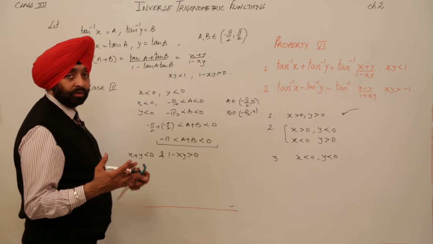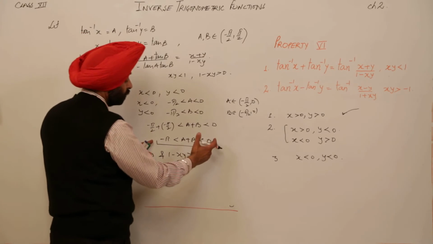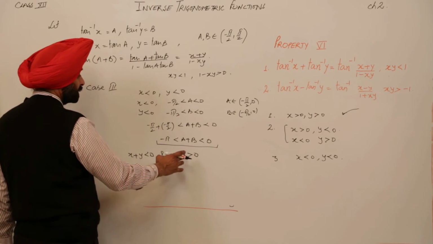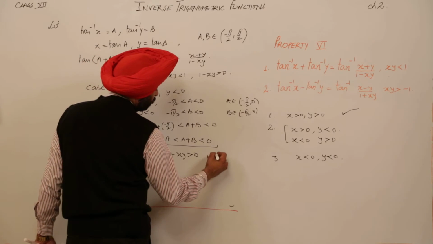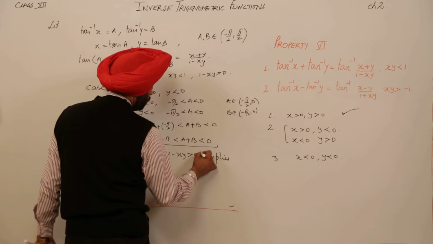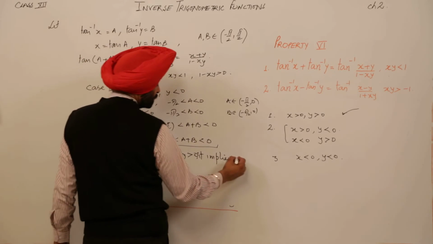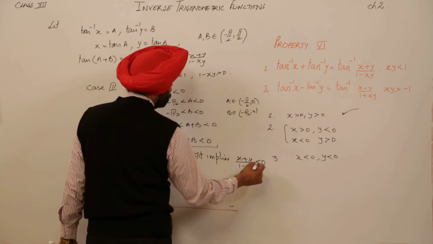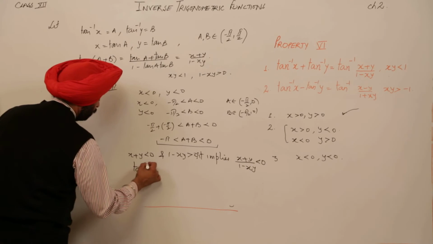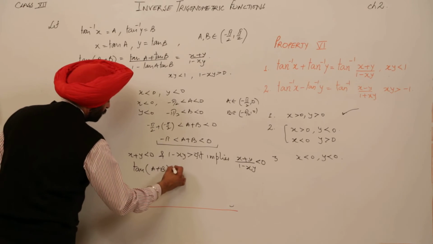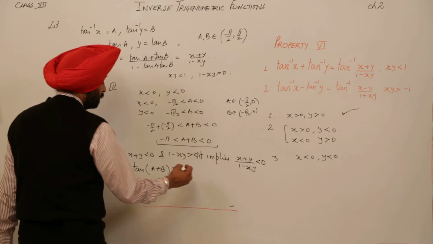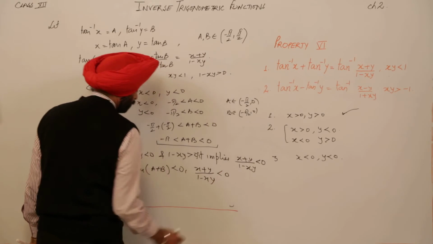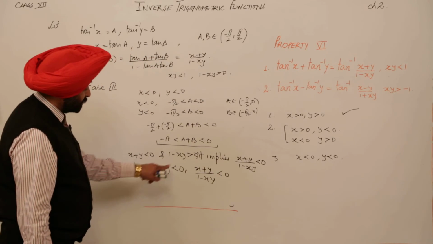Then what will the result be? The result will again fall from negative to 0. So when x plus y is less than 0 and 1 minus xy is greater than 0, this implies again that x plus y upon 1 minus xy is less than 0. Now tan of a plus b is less than 0. One thing: x plus y upon 1 minus xy is less than 0. Second thing: this is also less than 0.